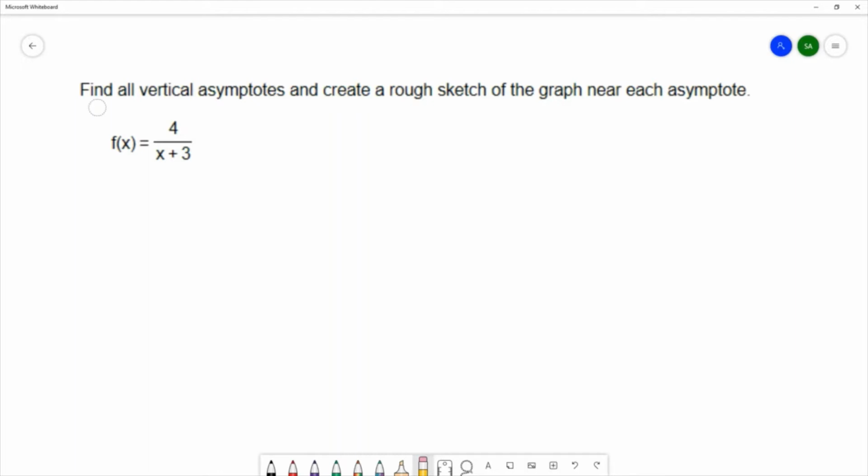For this question, we want to find all vertical asymptotes and create a rough sketch of the graph near each asymptote. The function we have is f of x equals 4 over x plus 3.